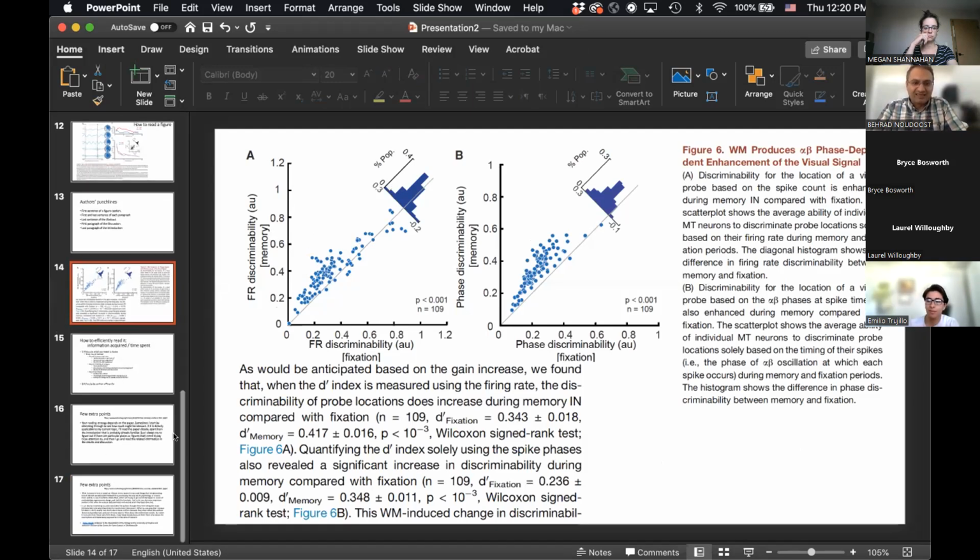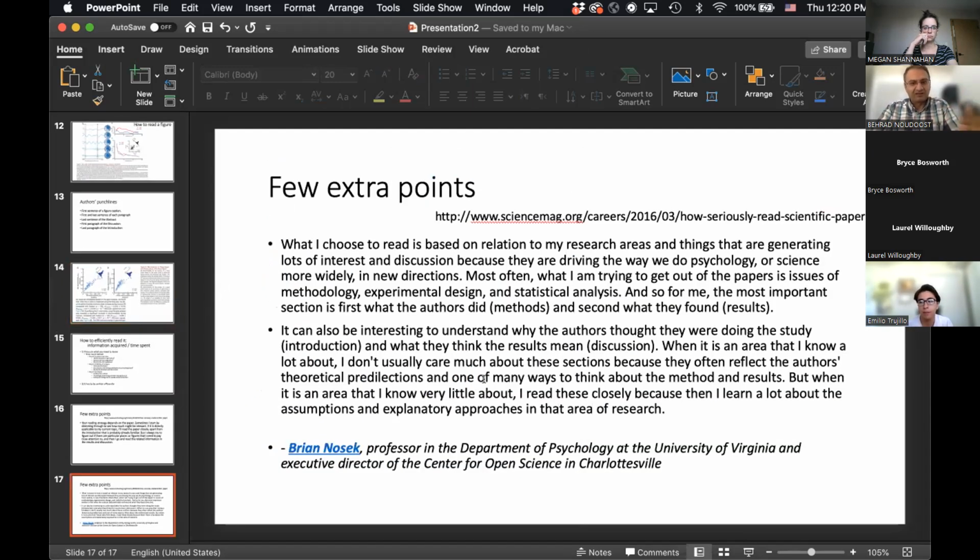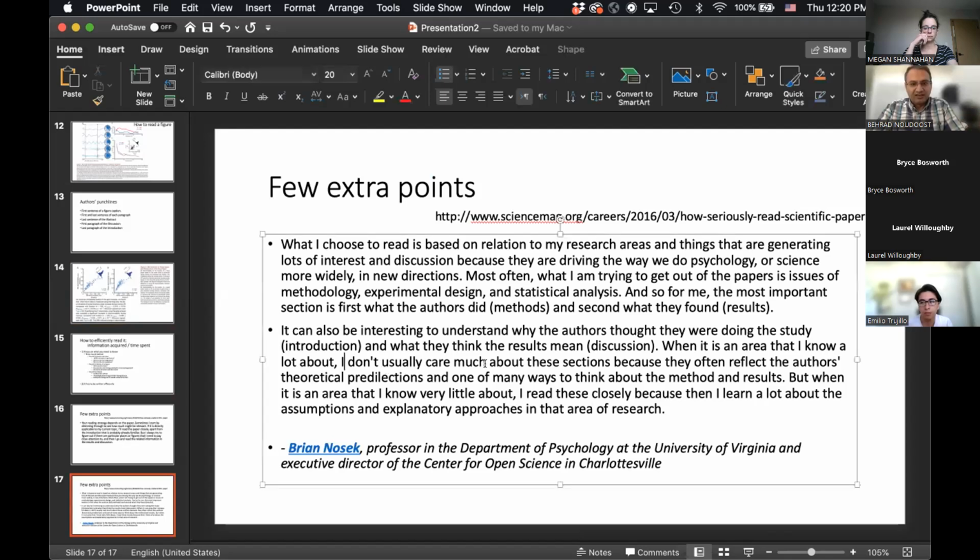And what it says is that if it's in my field, I don't really care much about it, because they often reflect the author's predictions and the way that they interpret things about the results and methods. So I have my own judgment.